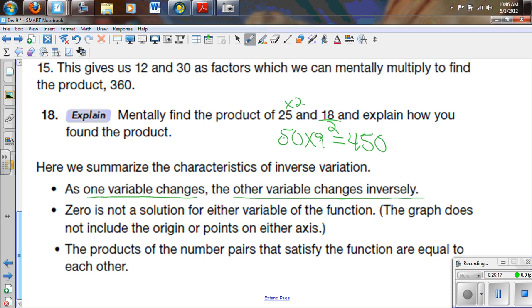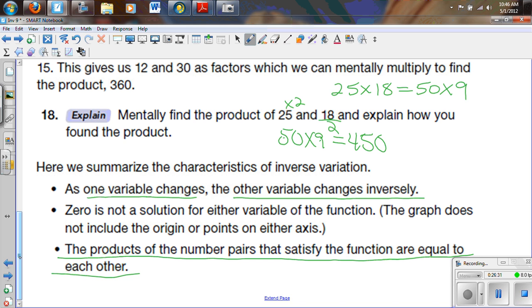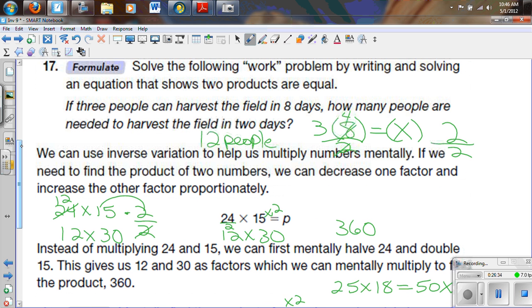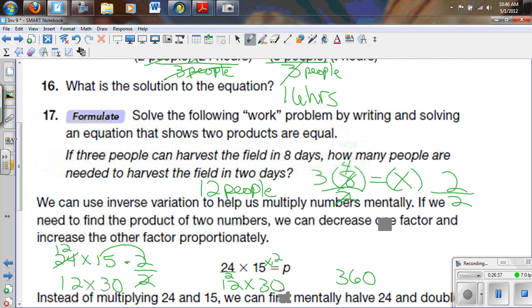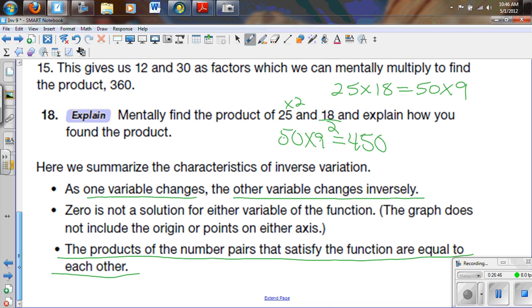And the products of the number pairs that satisfy the function are equal to each other. So this is where we talk about 25 times 18 being equal to 50 times 9. Or if we look back up here in this other problem, how we figured out that 3 times 8 is equal to how many people times 2 days. Okay, so we're using that rule that they're equal to each other because they're inversely related.